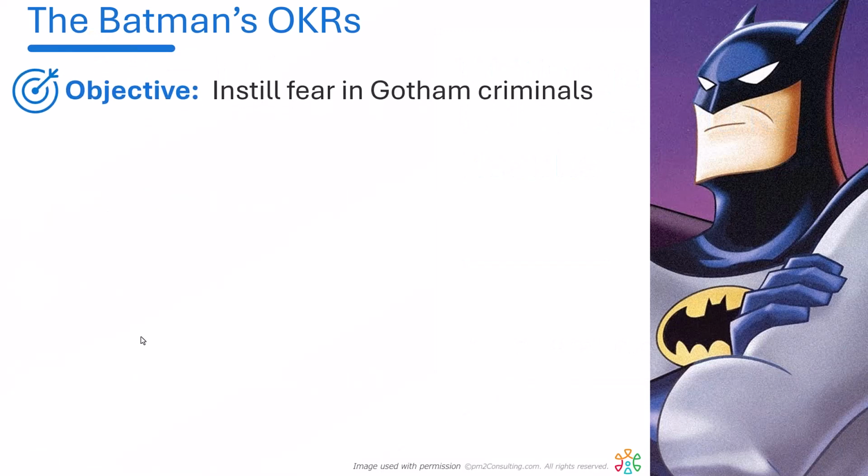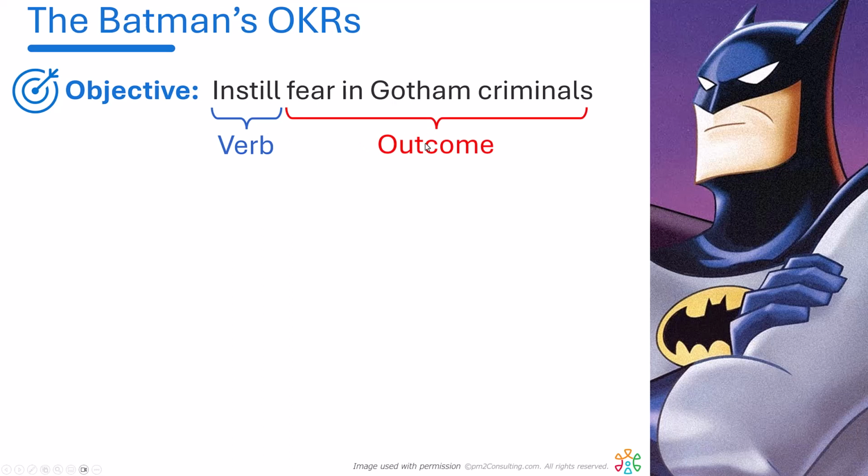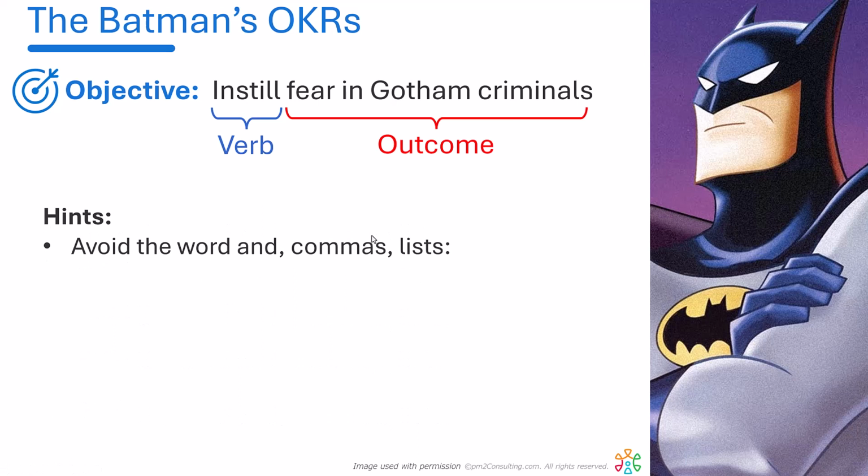So an objective would be: instill fear in Gotham's criminals. And again, it's straightforward. We have a verb and an outcome. That's it. That's all the objective is. And what we've learned is that if you have the word "and" or commas or bullet points and lists, what you're really doing is trying to combine two or three objectives into one. So those ands and lists end up describing each of many different sub-objectives.